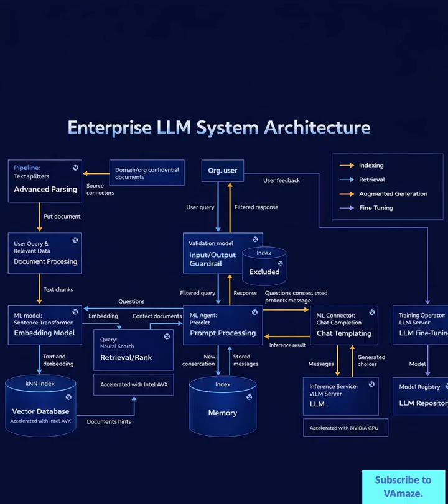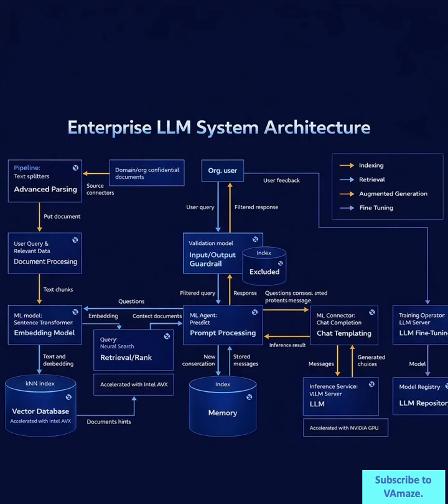Next comes the embedding model, typically a sentence transformer that converts text into high-dimensional vectors. These embeddings capture semantic meaning, enabling the system to understand that CEO and Chief Executive Officer are equivalent, even when the exact words don't match. The embeddings populate a vector database accelerated with Intel AVX for blazing fast similarity search. This is your knowledge base, a k-nearest neighbor index that instantly retrieves the most relevant document chunks for any query. Speed matters here because users won't wait.